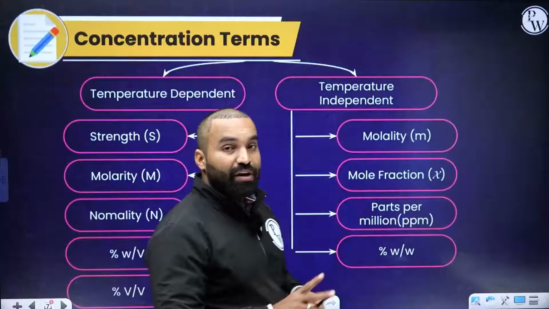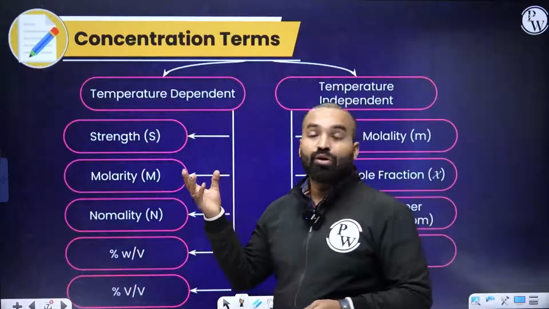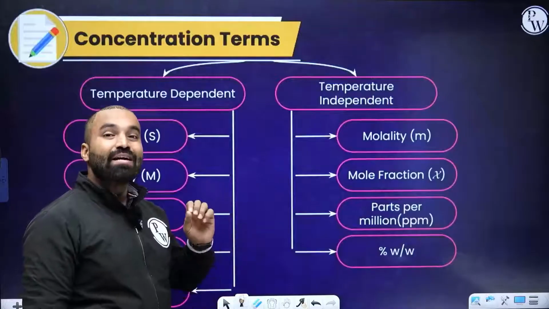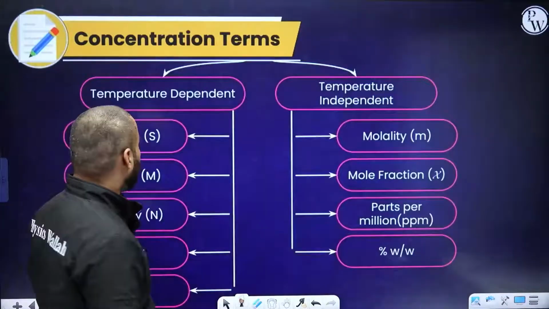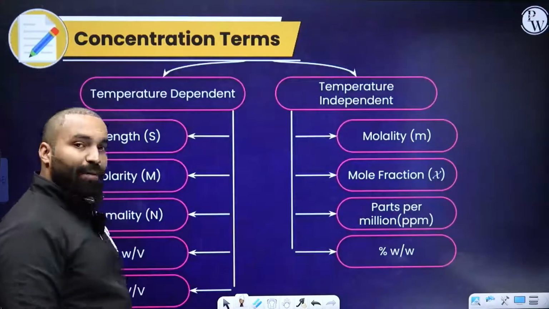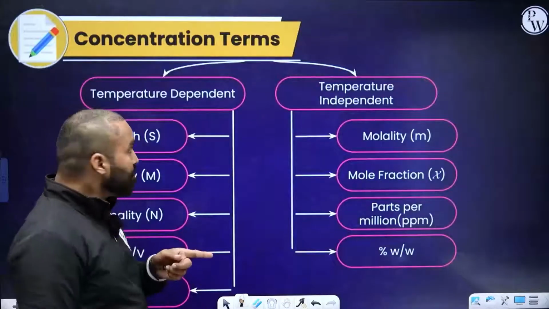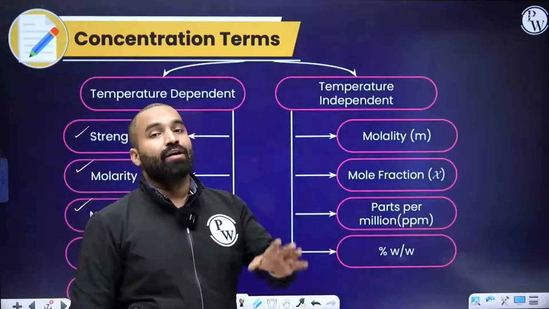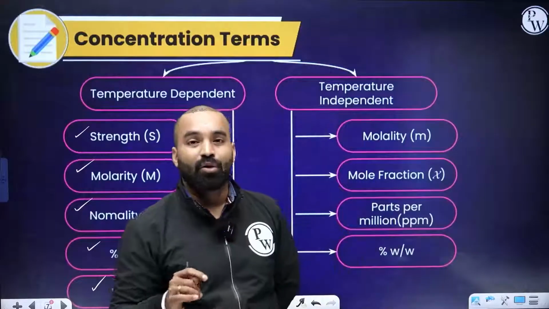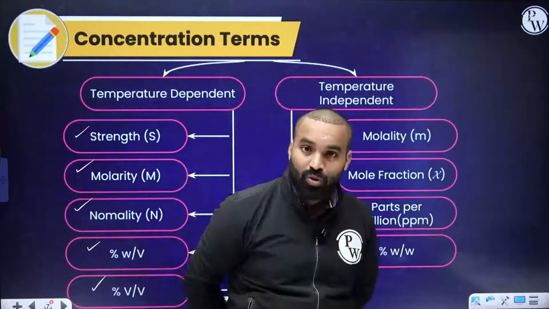Now I have brought you a very important table, which is about temperature dependency and independency of these concentration terms. Expect one question from here, and remember, from this chapter one question is 100% sure, pakka, 100%. There's something called strength, everybody. We have molarity, normality, percentage weight by volume, percentage volume by volume. They all have a volume factor associated with them. And wherever you have volume, they all will be temperature dependent. And my question to you guys, you will be answering in the comment box: what happens to molarity when you heat, when you increase the temperature?